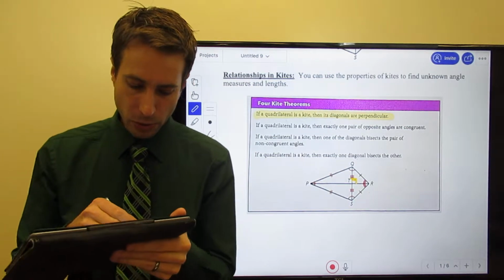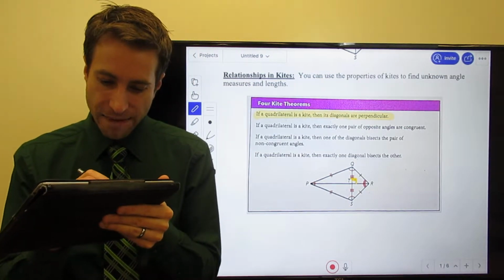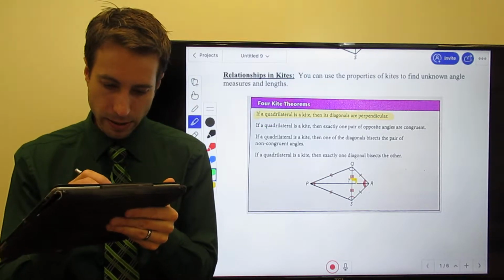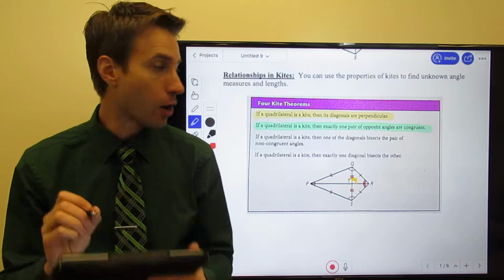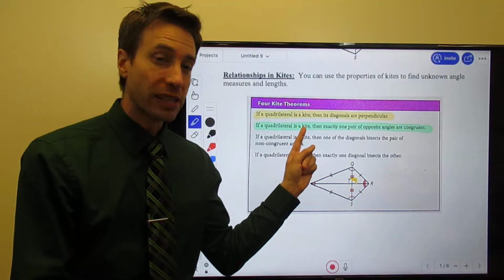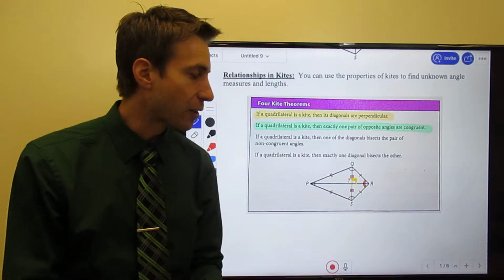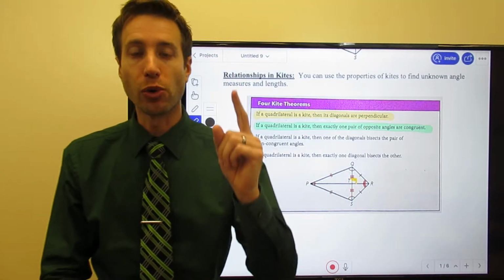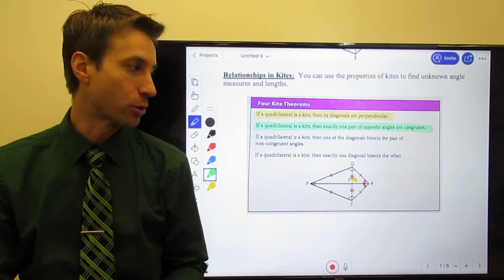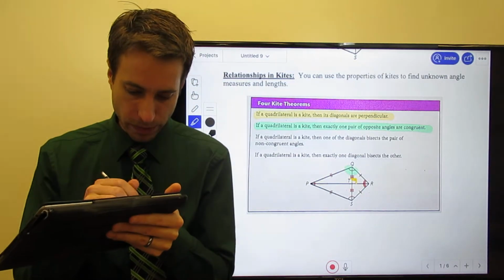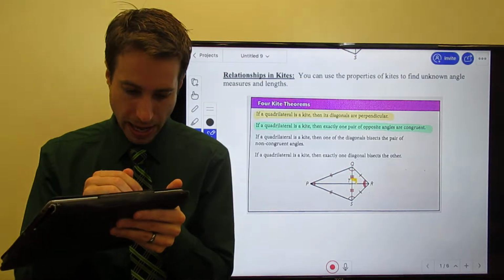Let's keep going. If a quadrilateral is a kite, then exactly one pair of opposite angles are congruent. You will only have one pair of opposite angles that are congruent, and it's going to be these angles right here. Angle Q.